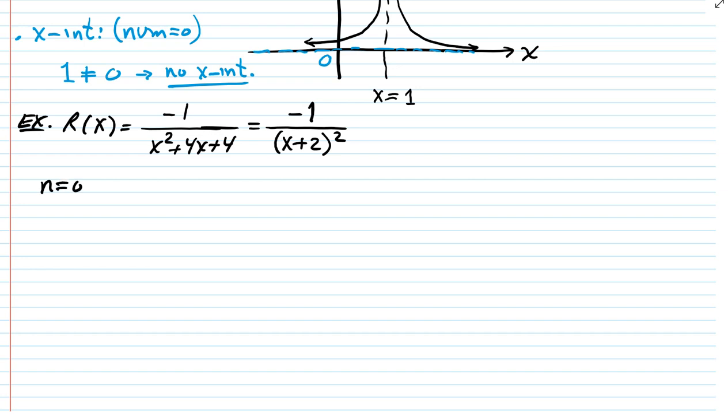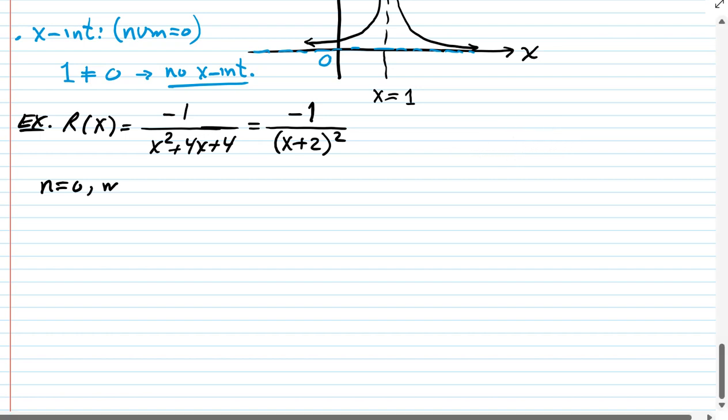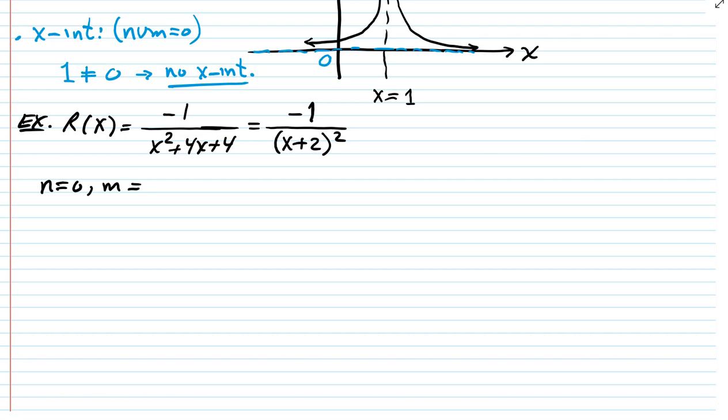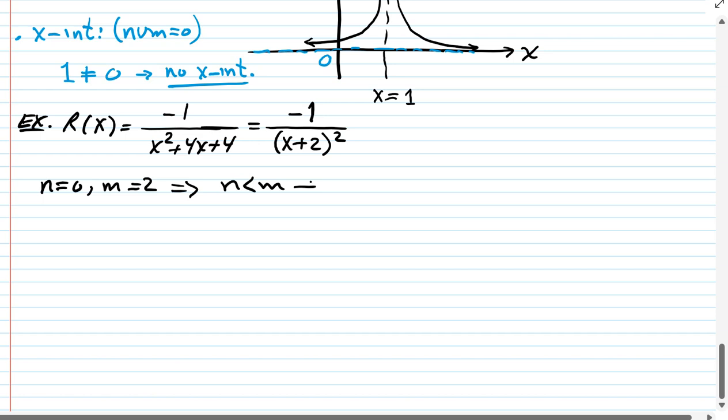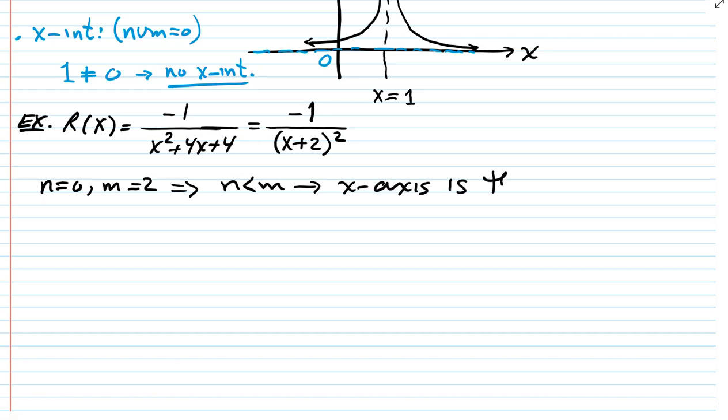A constant has 0 degree because here's why: -1 times x to the 0 is -1, and there is the degree of that polynomial in the numerator. It's a 0 degree polynomial. The one in the denominator is a 2nd degree polynomial. So that's m equals 2. Therefore, by the theorem on horizontal asymptotes, n is less than m. That means the x-axis is the horizontal asymptote again of the graph of this function.